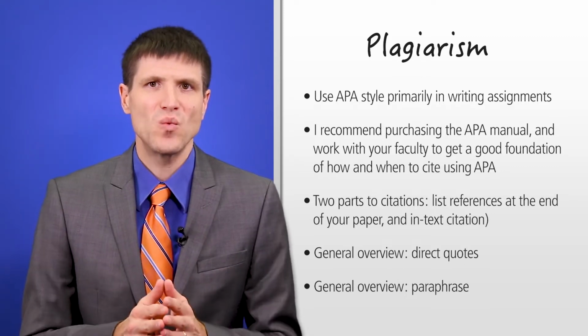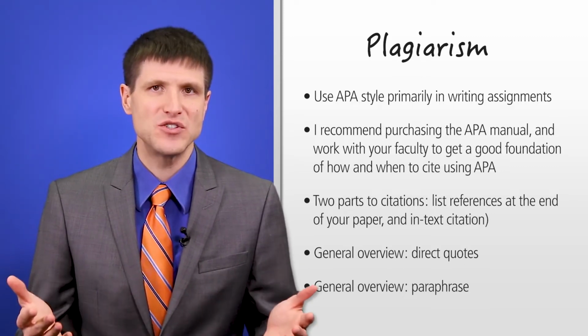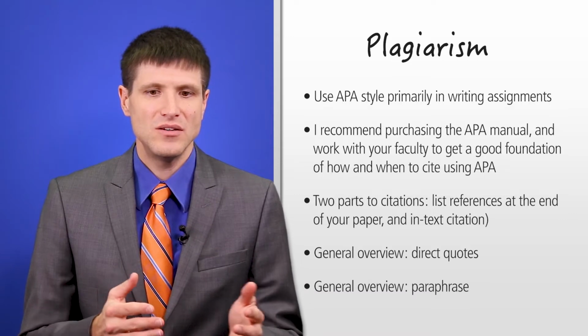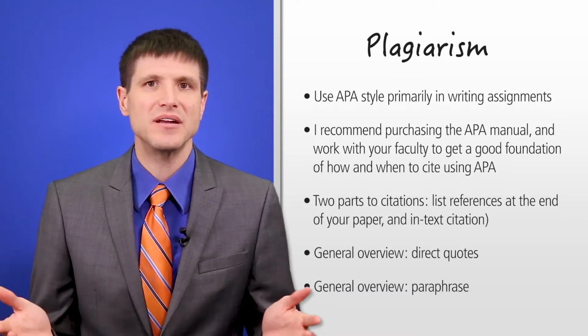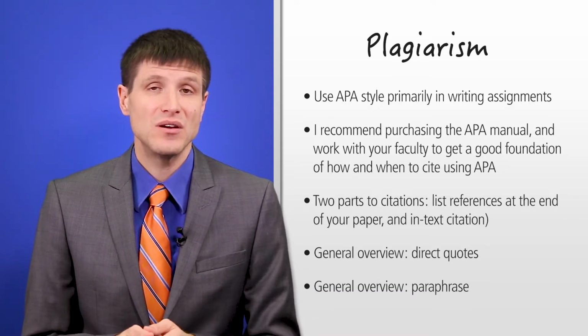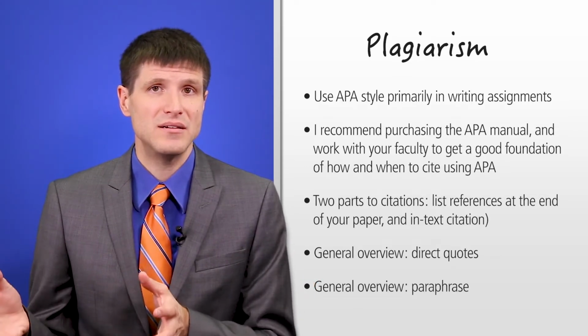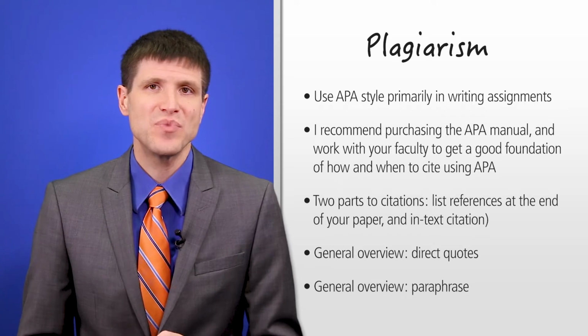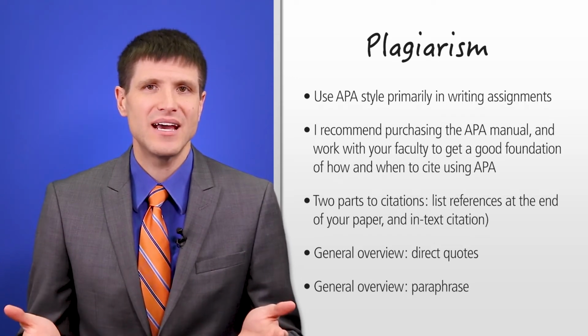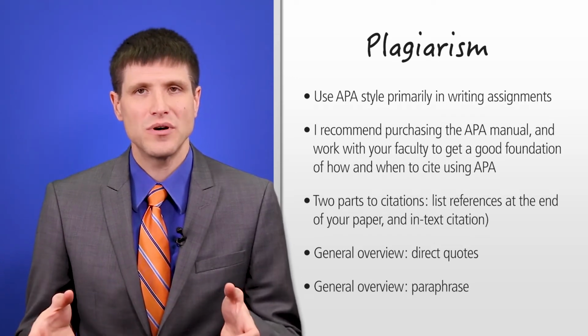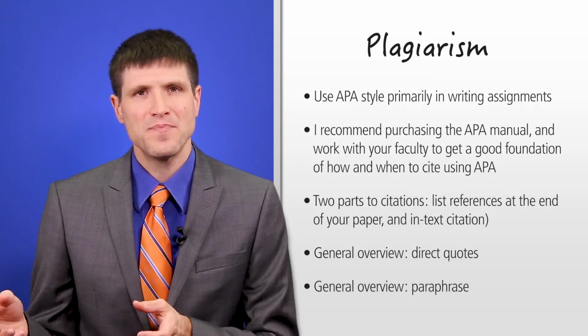And so when you are quoting something directly, meaning you are using the exact words that another author used, you're going to put it in quotation marks, and then you're going to include that in-text citation afterwards. Those quotation marks indicate that those exact words came from this other source.